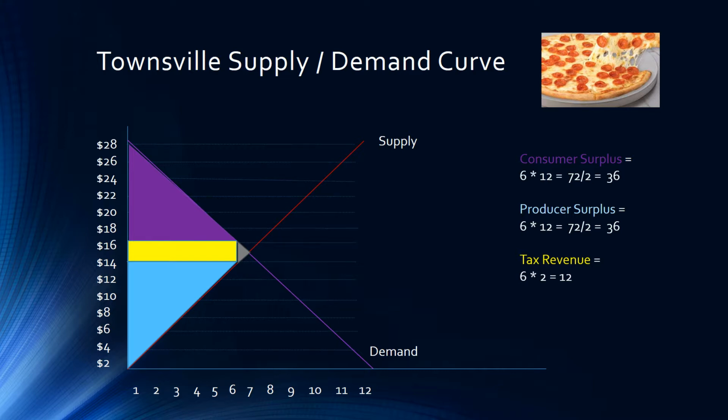forever lost. So adding up our total surplus, when there is a tax added, we come up with 84. Recall, prior to the tax, our total surplus was 91. Now that it is 84, we have a deadweight loss of 7.